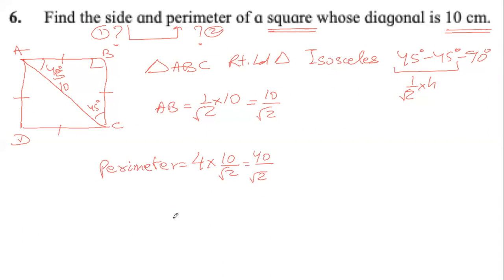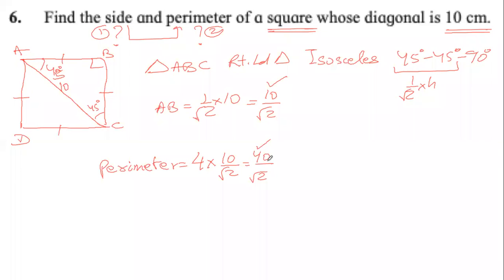Now, mathematically speaking, these answers are correct. 10 by root 2 and 40 by root 2, these answers are correct. But when you match these answers with the answers that are given at the end of the textbook, you will see that they are not matching. They are not matching because these are not beautiful answers. They are not beautiful answers because in the denominator, we have surd, root 2.